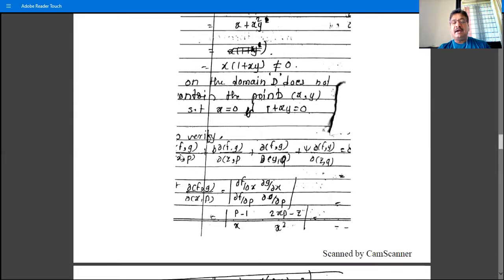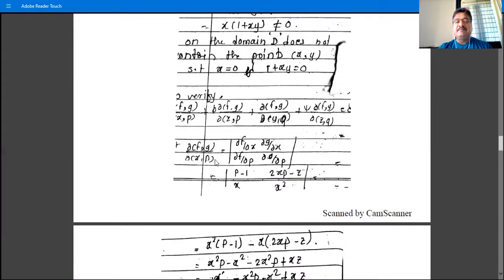Then we have to verify ∂(f,g)/∂(x,p) plus p ∂(f,g)/∂(z,p) plus ∂(f,g)/∂(y,q) plus q ∂(f,g)/∂(z,q) is equal to 0. Here phi and psi are p and q: in place of psi we write q, and in place of phi we write p, because phi is p and psi is q. We have to verify this. Now we will find ∂(f,g)/∂(x,p). First, it is the determinant with first row ∂f/∂x, ∂f/∂p, and second row ∂g/∂x, ∂g/∂p.